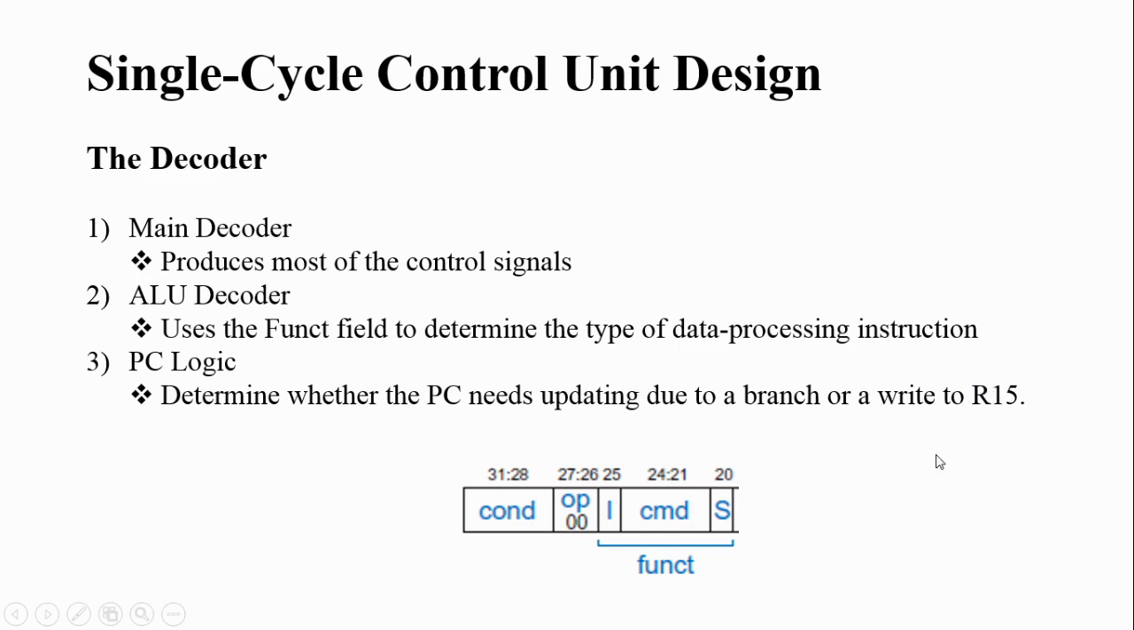If you are writing some data into R15 directly by setting the destination register as R15, what will happen? The PC will change. So the PC logic will determine whether the PC needs to be updated based on a branch or based on writes directly to R15. So the decoder consists of these three parts.